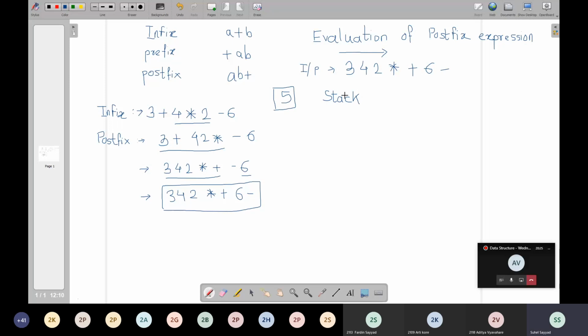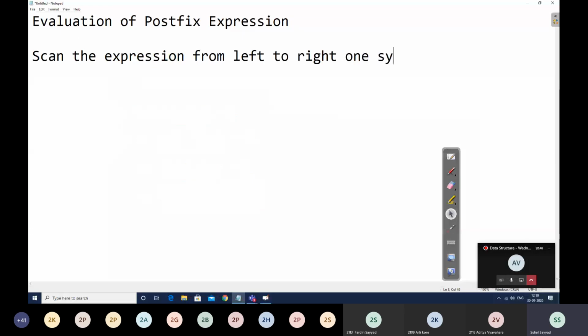So we are going to scan the expression from left to right, one symbol at a time.